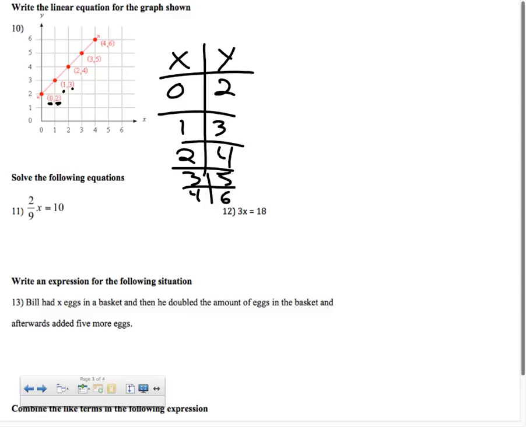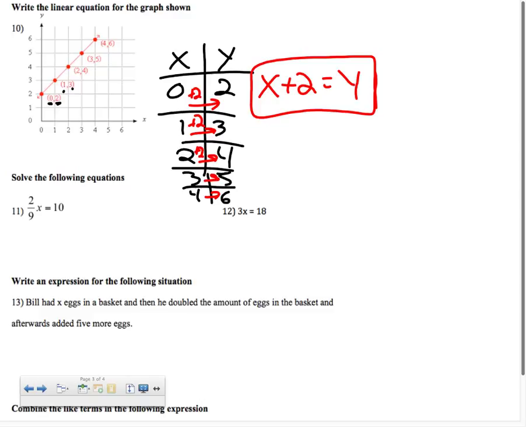Well, if we look here, I'm going from 0 to 2, 1 to 3, 2 to 4, 3 to 5, 4 to 6. We think to ourselves, what's happening each time? Well, it can't be multiplying. It's probably adding. In this case, it's probably adding 2. 0 plus 2 is 2, 1 plus 2 is 3, 2 plus 2 is 4, and so on and so forth. So my equation is x plus 2 equals y.